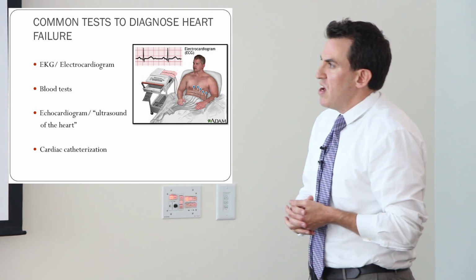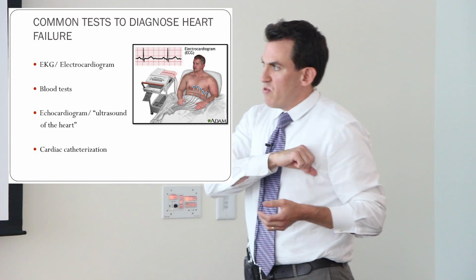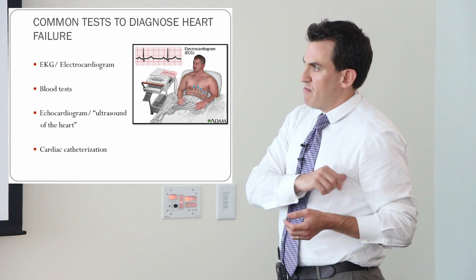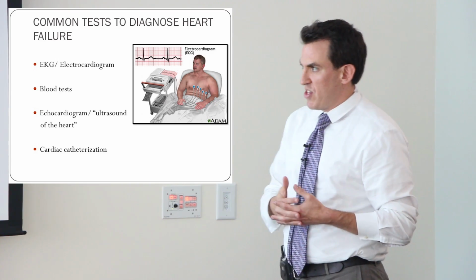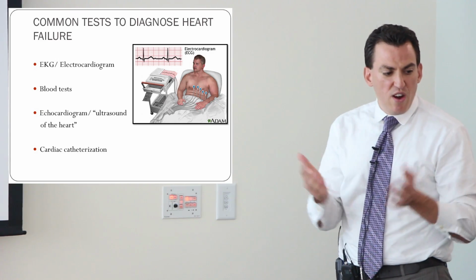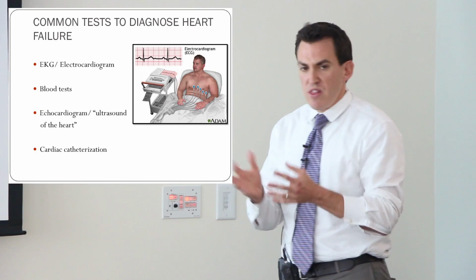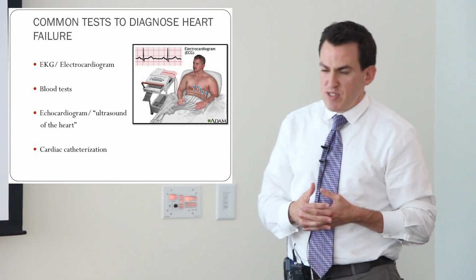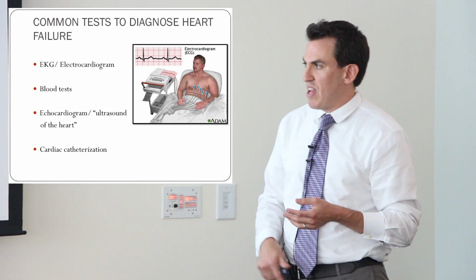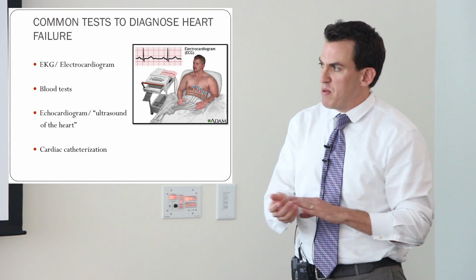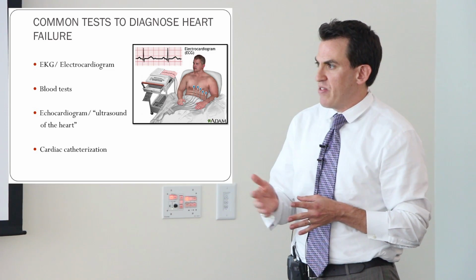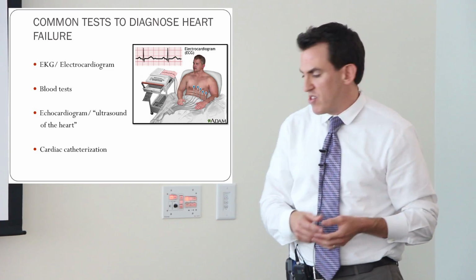elevated. An ultrasound of the heart, which is the goop on the chest that we do upstairs in cardiology clinic, gives us an idea of the heart function, both the left side and the right side. And finally, often cardiac catheterizations, where we go through an artery and or vein to determine what the arteries look like, either in the wrist or the groin, and then also to check the pressures inside the heart.